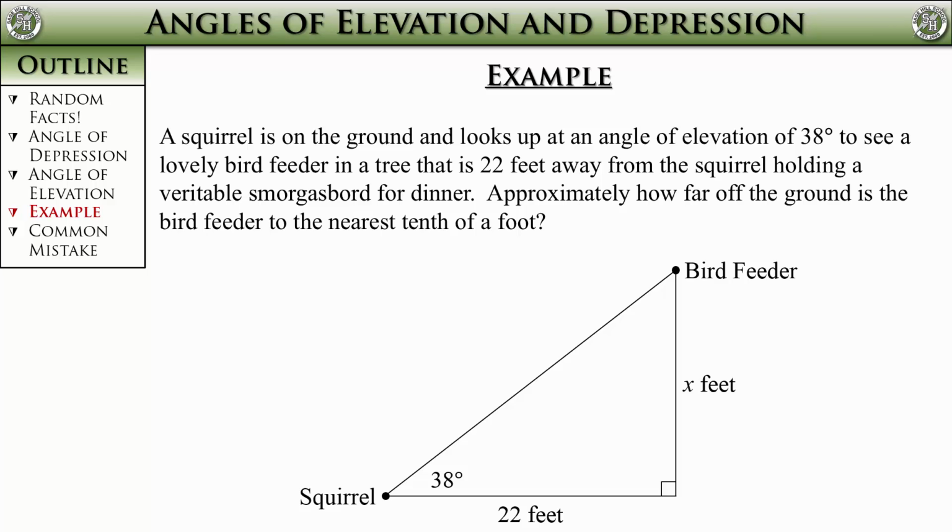Once we have this picture drawn, we simply apply SOHCAHTOA. For the 38-degree angle, x is opposite and 22 is adjacent, so we are talking about tangent. We solve for x and get this. Punching that into our calculator, and this is the result. The problem asks us to round to the nearest tenth, so this would be the answer you would finally put.